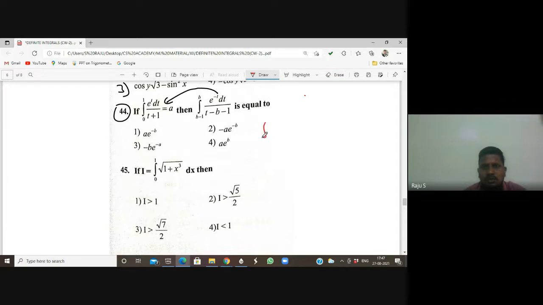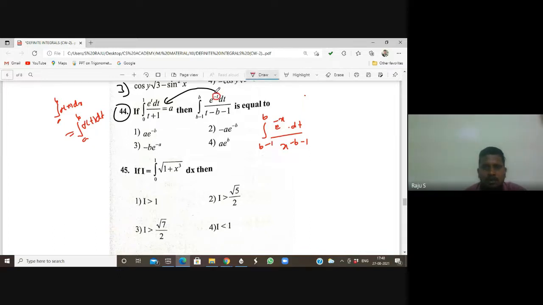It's easy. Take b minus 1 to b, e power minus t into dt by t minus b, by minus 1. Okay, students, for the sake of convenience, I'm taking t in place of x. We may change the variable, like integral a to b of f of x dx is equal to integral a to b of f of t dt. Limits you should not change.